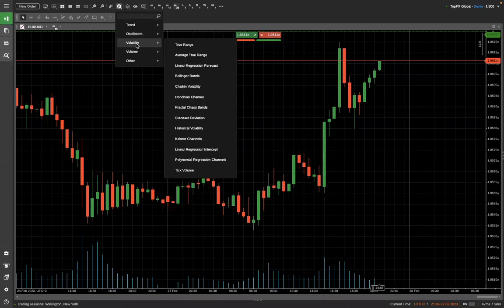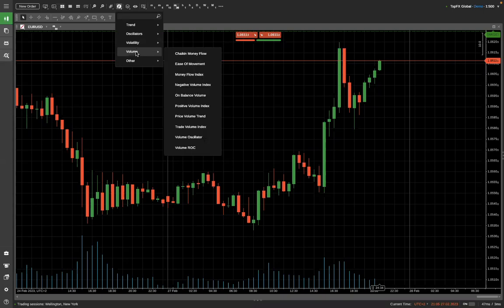Volatility is another group of indicators that show you the price change on the market and how fast it changes, and when and where this change might eventually be stopped or reversed. And of course, volume. Well, volume is very easy to understand. This group of indicators is based on the amount of transactions, buy and sell transactions, made on a certain time frame on a particular market.